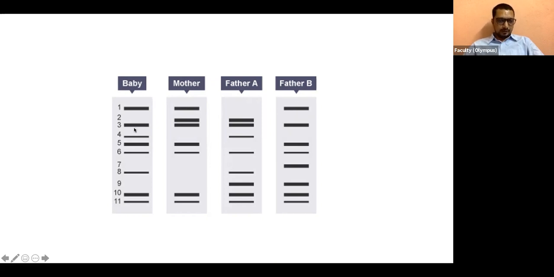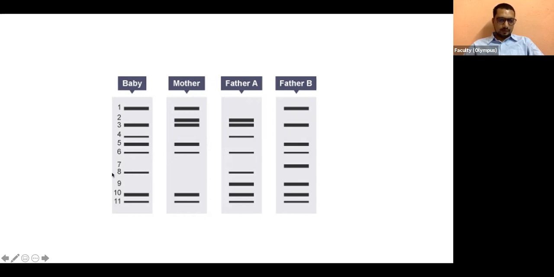So the second fragment from the baby, it more or less matches with the mother's DNA and father's DNA. So it is not enough to prove it. So here, the baby's third fragment is not present in the mother, is present only in father A, but not in father B. So this is more towards father A's DNA match. Okay. Next one, present in the mother. So the one after that, present in the mother as well as the father, won't help us.